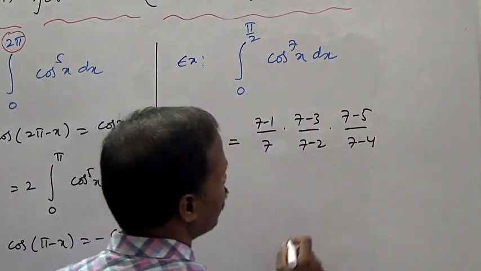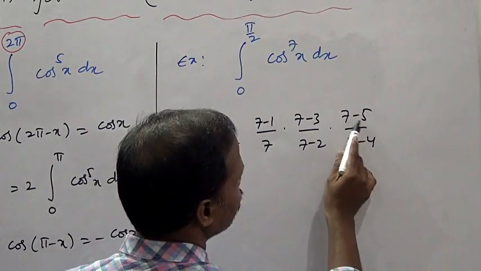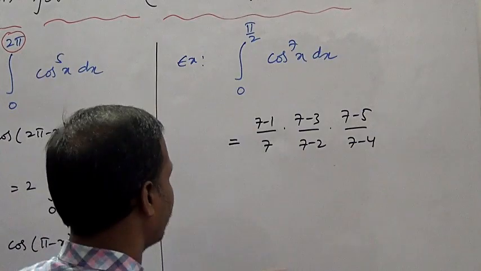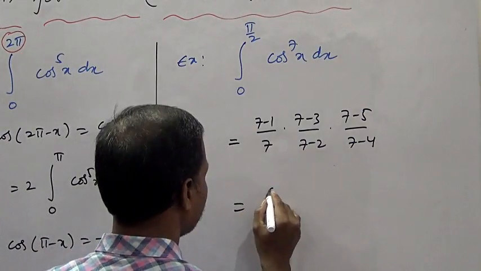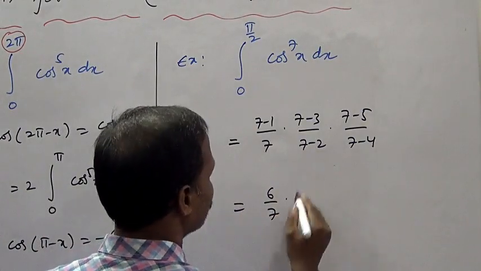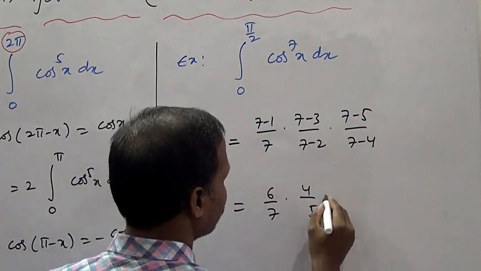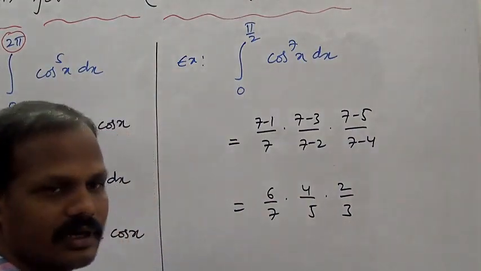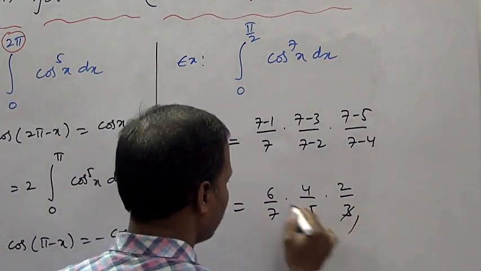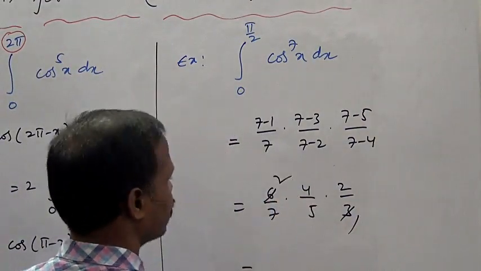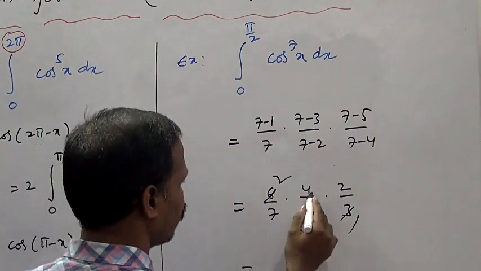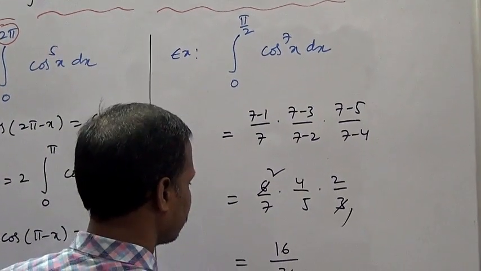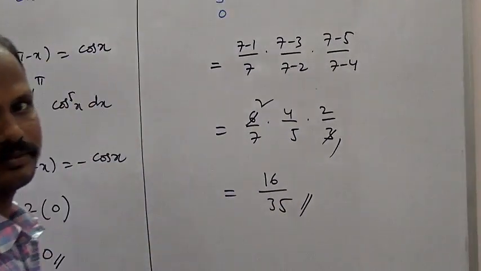So what is the value? 7 minus 5 is 2, 7 minus 4 is 3, so 2 by 3. That is the last term, just stop it. So this is 6 by 7 into 4 by 5 into 2 by 3. Clear? 3 ones are 3, 2 fours are 8, 2 eights are 16, so it's equal to 16 by 35. Okay, got it?